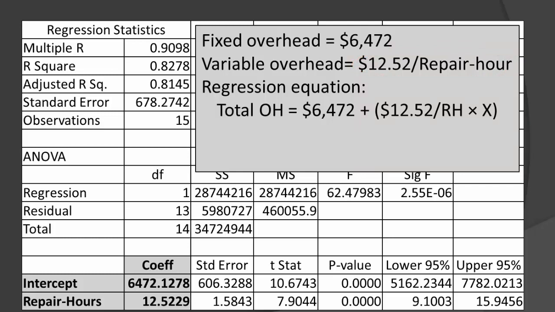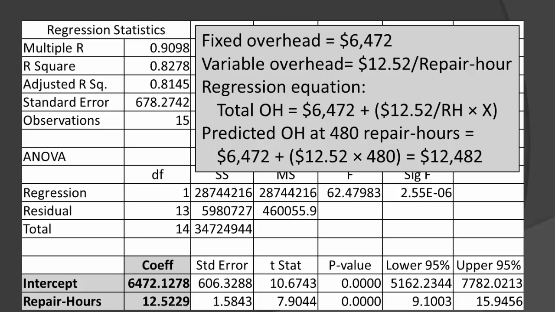So, for example, if we wanted to estimate how much our overhead costs would be if we expected to use 480 repair hours, we would plug 480 in the equation for X, and that would give us our estimate of our expected total overhead costs. Now, how good is this prediction?